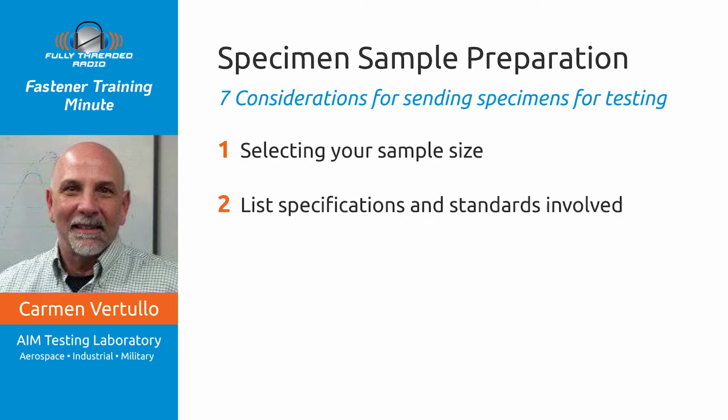Secondly, when you write your purchase order to the fastener lab, be concise but precise about what you need. If there's a specification or standard involved, make sure that you list that. Make sure that you list the type of tests and the number of each test that you need. And once again, if you have any confusion about that, your fastener test lab should be able to help you out.